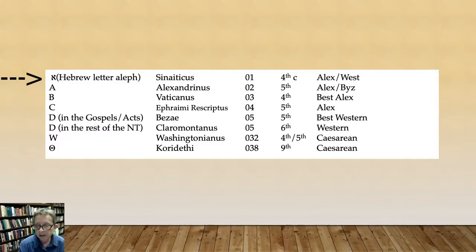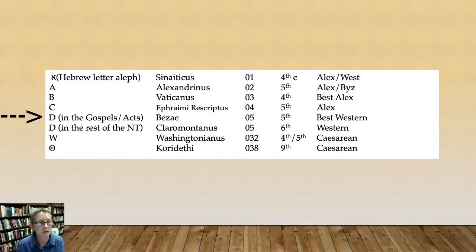When an attempt was made to list all the majuscules using a more official designation, the earliest method was to use letters of the alphabet. But we didn't know that we were going to have more than 26 of them. And so once we got out of 26 letters, then we started using some letters twice. So D in the Gospels and Acts is Beza, but D in the rest of the New Testament is Claromontanus. Is that confusing? Yes, indeed it is.